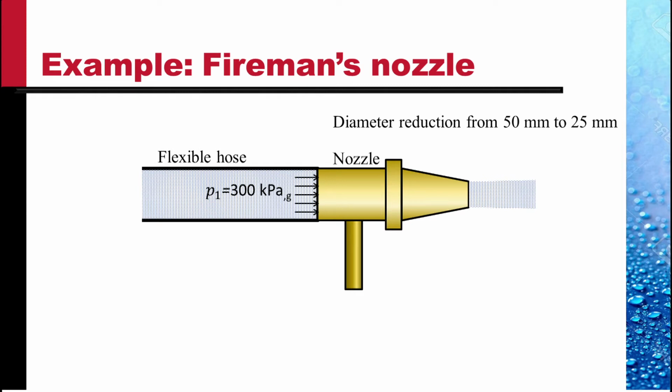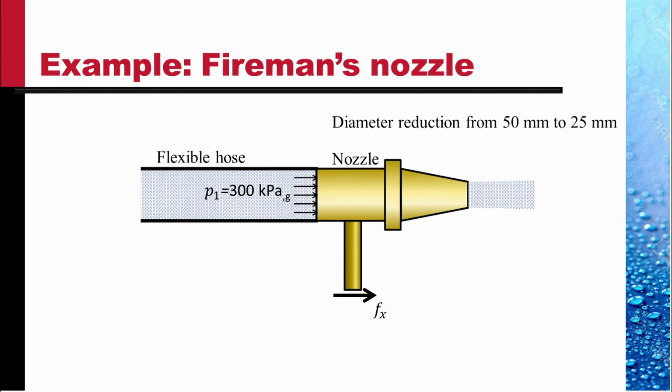So we'll have to hold this nozzle rather firmly. We'll need to apply a force to hold it. Let the external force applied be Fx in the x direction. Now we'll write the momentum equation for this, and we will use the x component of the momentum equation because we are interested in evaluating the force Fx in the x direction.